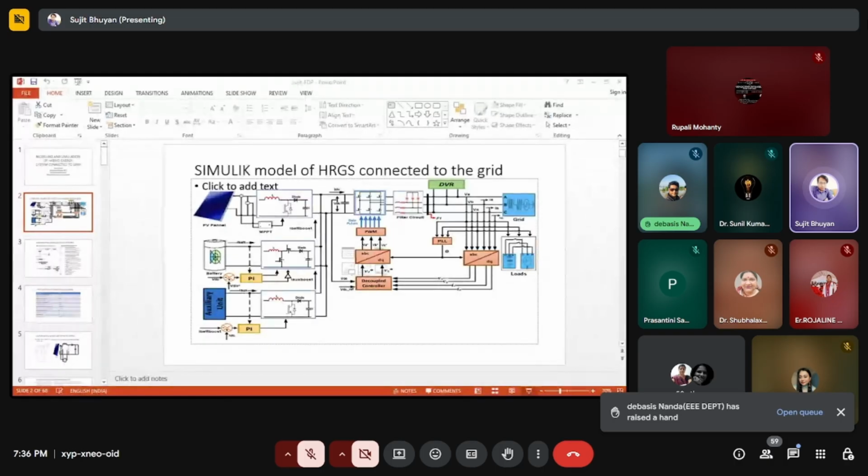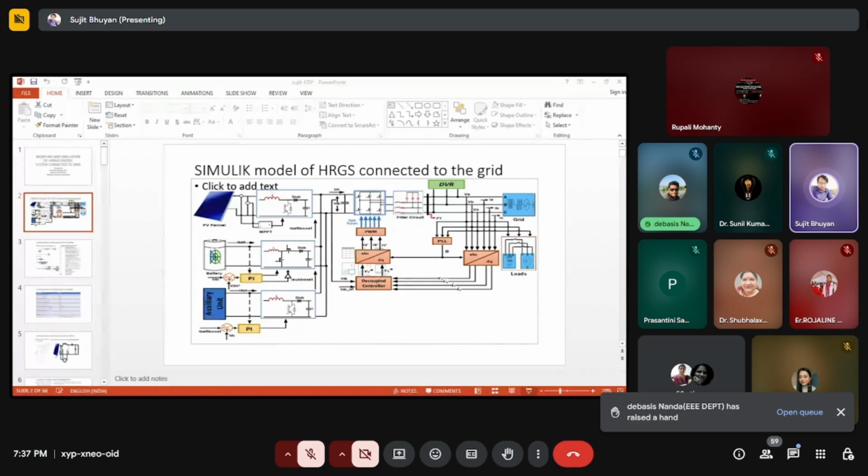Here I have taken a constant 1000 watt per meter square, but when I give you the simulation results, you will see that I have varied the irradiation level according to the criteria. Okay, go for the next slide.